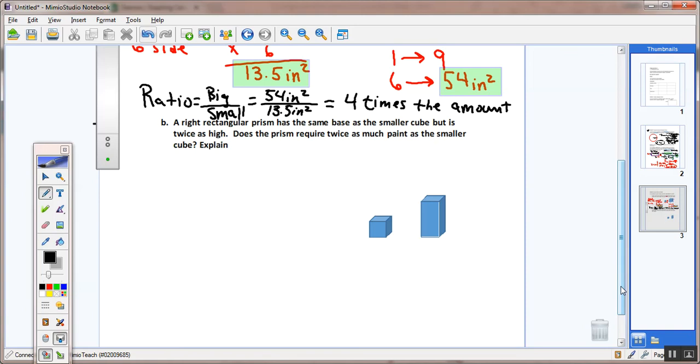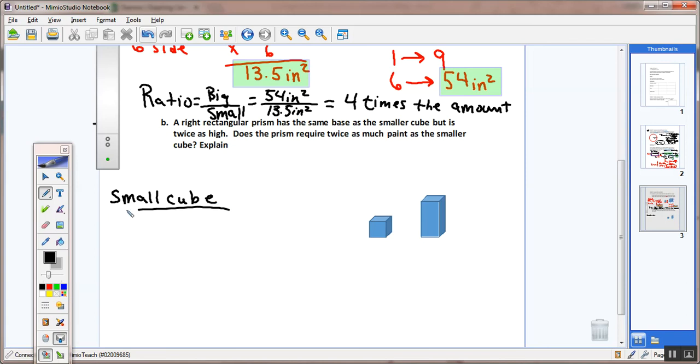Okay, kids, last one. Right rectangular prism has the same base as the smaller what, kids? But it's just time, instead of, we're not doubling all dimensions, but we are gonna double the what? Yeah, we're gonna stretch the height out. It says, does the prism require twice as much paint as a smaller one? Let's check this out. So we already know for the small cube, from the previous problem, kids, how many square inches would it take to paint that?